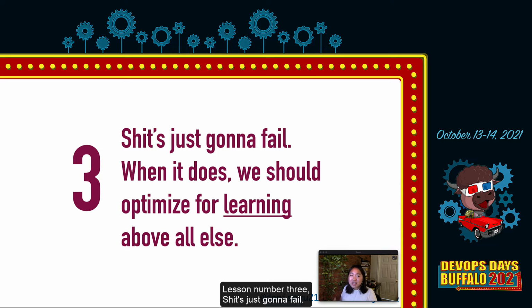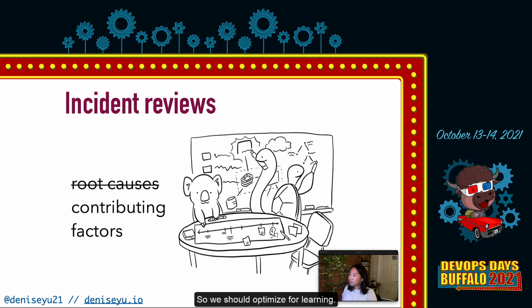Lesson number 3, it's just gonna fail. Even the most resiliently designed system is going to have some kind of upstream failure at some point that you can't prepare for. So we should optimize for learning. Very often after a big bad outage happens, teams hold incident reviews, which are conversations to try to pinpoint the root causes. But I actually suggest that if you want to learn, we should worry less about root cause analysis and think more broadly about contributing factors. Acknowledging that 2 incidents will rarely look the same because we operate in these highly complex environments will actually enable us to have richer and more blameless conversations.